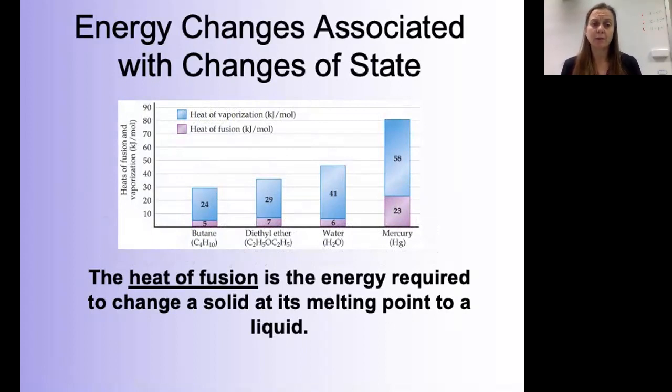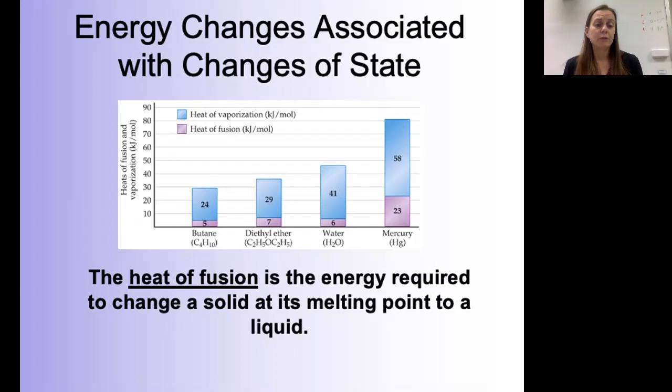So it's important to remember that when we talk about heat of fusion or heat of vaporization, we're not talking about the amount of energy required to change the temperature of anything. During a change of state, the temperature is not changing. All of the energy that is going into or coming out of a system is due to changes of energy associated with breaking or forming intermolecular attractions. It's just changing the orientation and the attractions of molecules for each other.